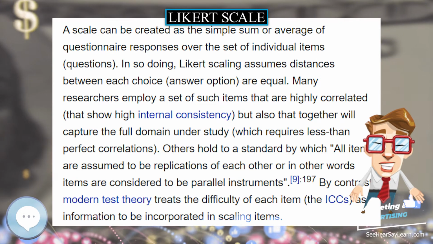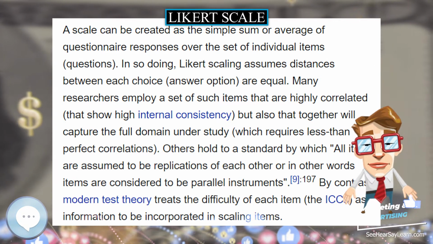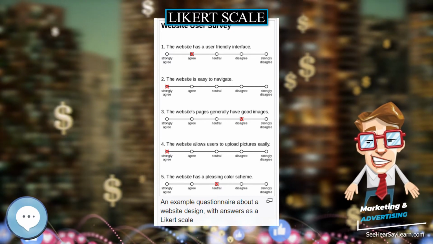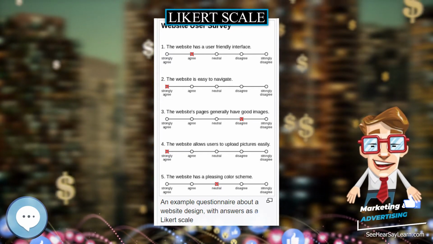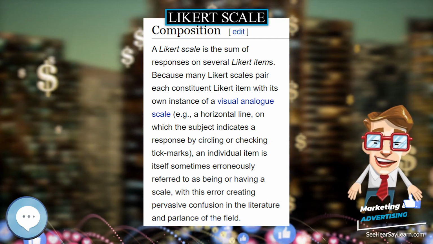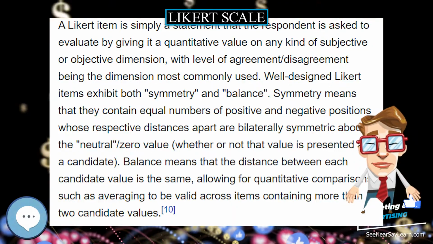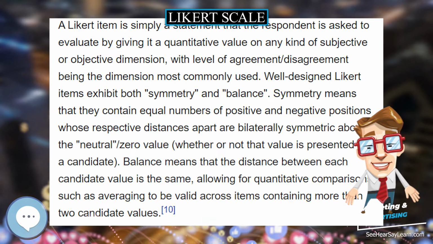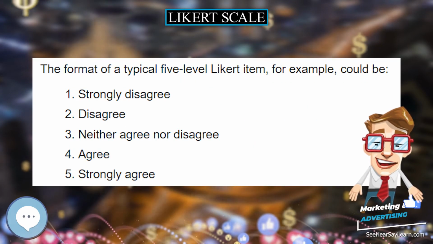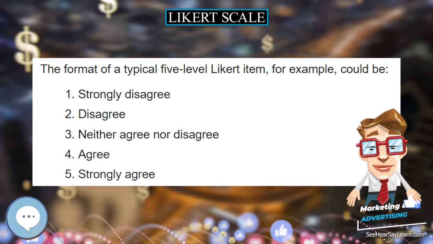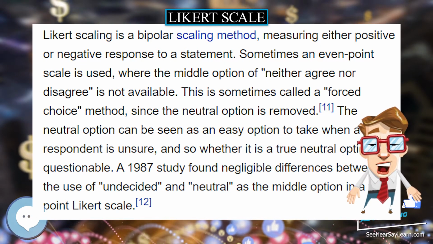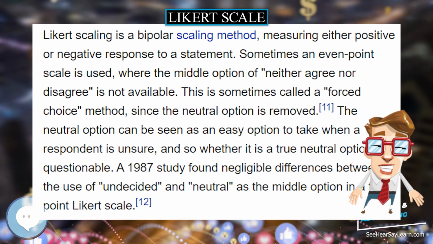Well-designed Likert items exhibit both symmetry and balance. Symmetry means that they contain equal numbers of positive and negative positions whose respective distances apart are bilaterally symmetric about the neutral/0 value, whether or not that value is presented as a candidate. Balance means that the distance between each candidate value is the same, allowing for quantitative comparisons such as averaging to be valid across items containing more than 2 candidate values.